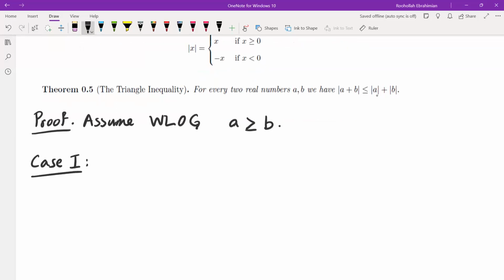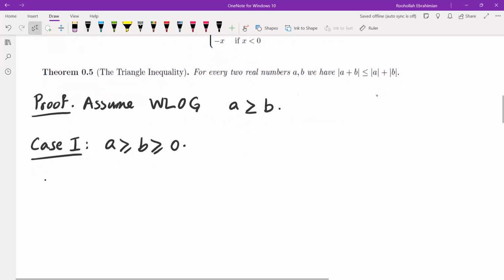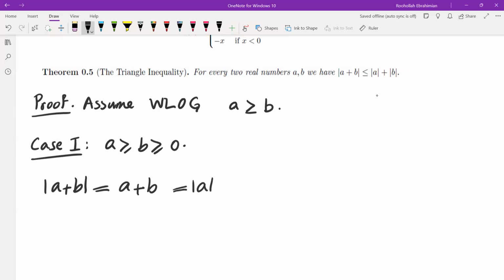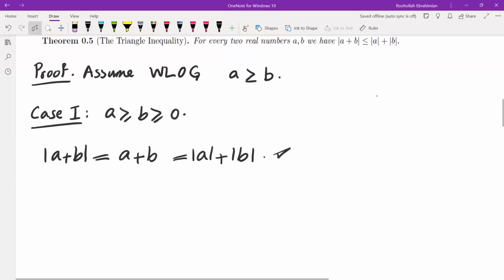Let's look at case one. Either both of these two numbers are positive. So let's say a greater than or equal to b, greater than or equal to 0. In that case, the absolute value of a plus b is, since both a and b are non-negative, going to be a plus b, which is clearly the same as the absolute value of a plus the absolute value of b. So this proves the first case.